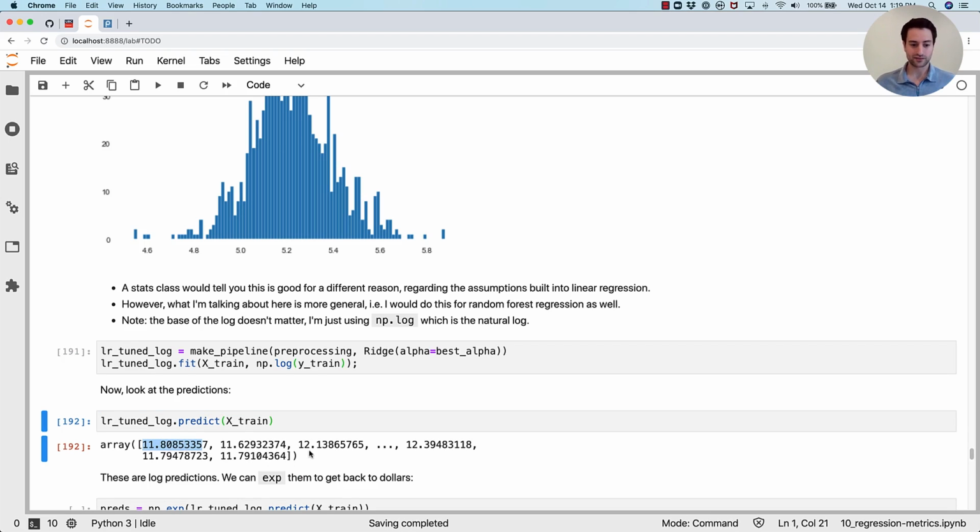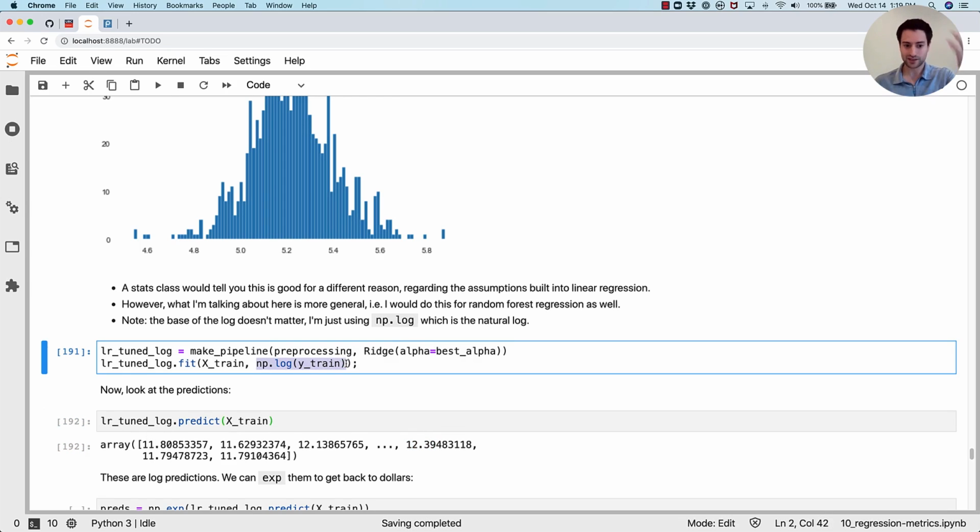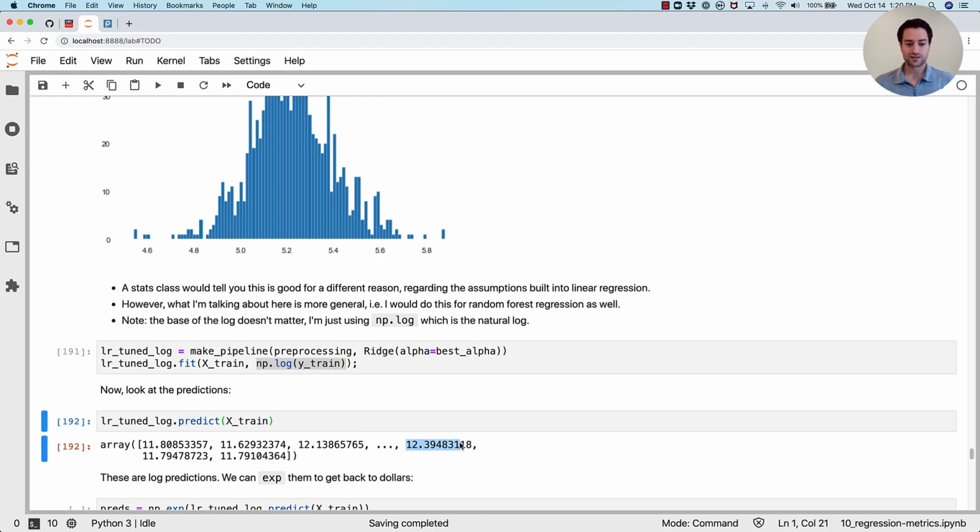This is not $11, $12. This is, I predict the log of the price is 11.8. I predict the log of the price is 12.4. Because if it was trained to predict the log of the price, that's the only world it knows. It just knows, hey, you gave me some x's and some y's, you called fit. I'm going to learn to predict whatever thing you gave me, which is the log of the price. So these are predictions of the log of the price, and we need to unlog them to get actual predictions.